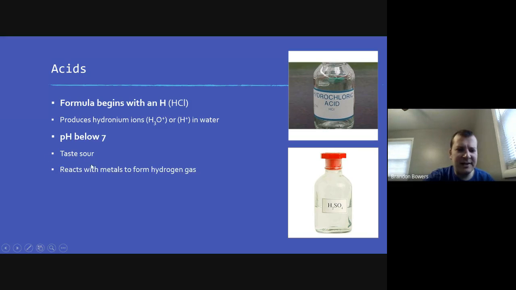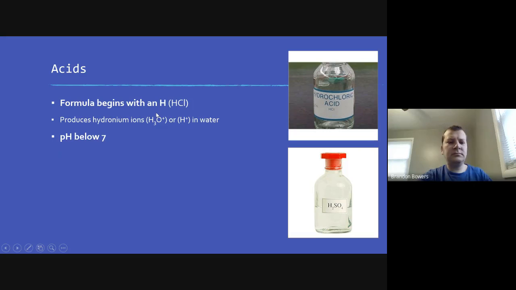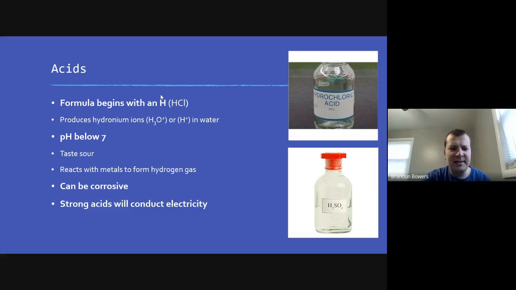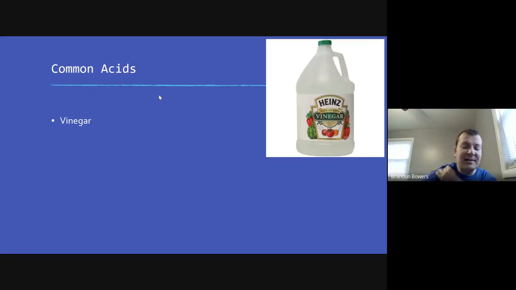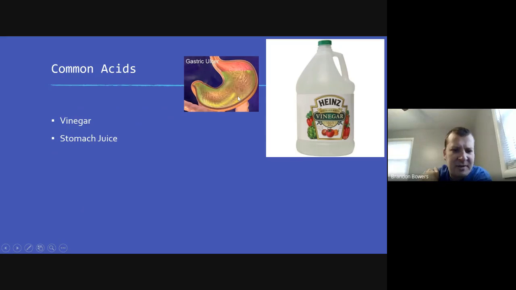All right, you do not need to write these last few things down. They taste sour. All right, so if you have a lemon, lemons taste sour. It reacts with metals, and it can be corrosive. Okay, but I just want you to write the first 3. All right, produce hydronium, pH below 7. All right, bases. Well, common acids. Okay, we'll go over this. So we listed a few. Common acids are vinegar. So vinegar is a common acid.